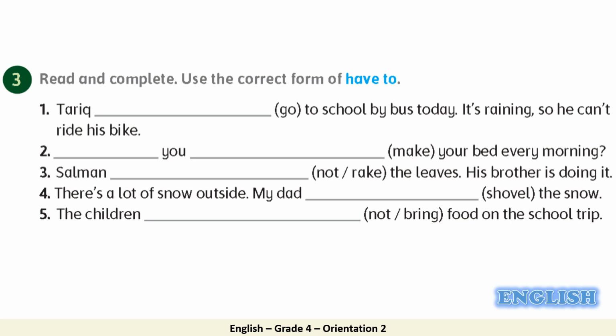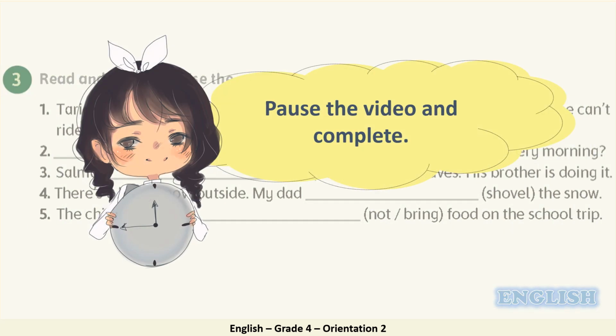Activity 3. Read and complete. Use the correct form of have to. Number 1. Tariq, we have the verb go, to school by bus today. It's raining, so he can't ride his bike. We would say, Tariq has to go to school by bus today. It's raining, so he can't ride his bike. Now pause the video and complete.